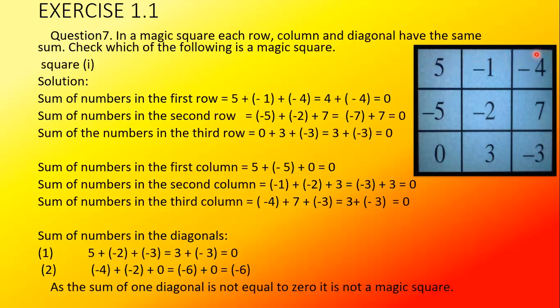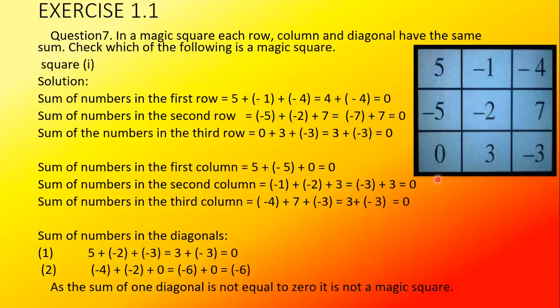Now, what is called the diagonal? Last year you have learned about the diagonals. The line segment joining the opposite angles is called a diagonal. Here, from this top corner to the opposite bottom corner, this is a diagonal. Here also, from this -4, -2 and 0, the line segment joining those integers also forms a diagonal.